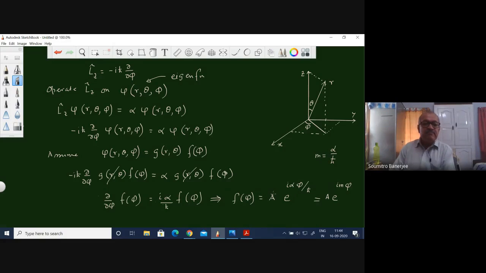Well, now this function has to be continuous, has to be finite, has to be normalizable, and all that. So the most simple requirement is that as you go around the z-axis, that means phi goes from 0 to 2 pi, it will join up to the same value. It is a function that depends on phi, and it should be a continuous function. Therefore, at 0 and at 2 pi, it should have the same value.